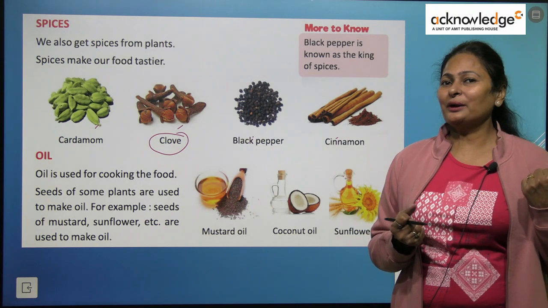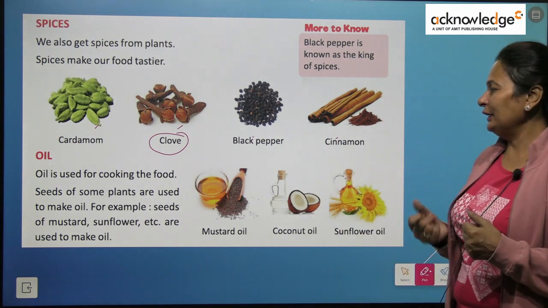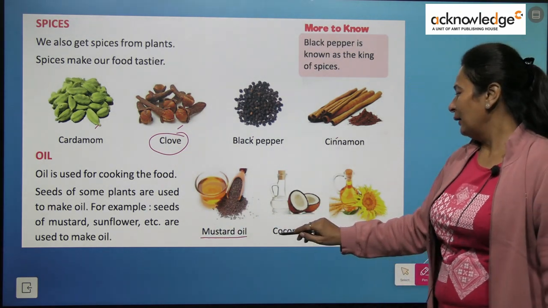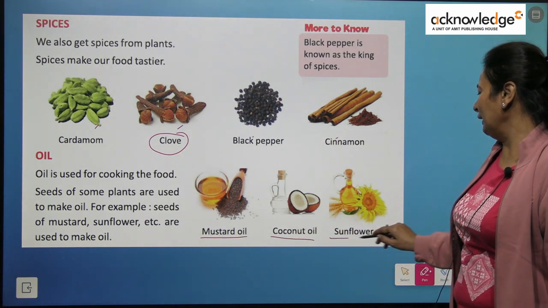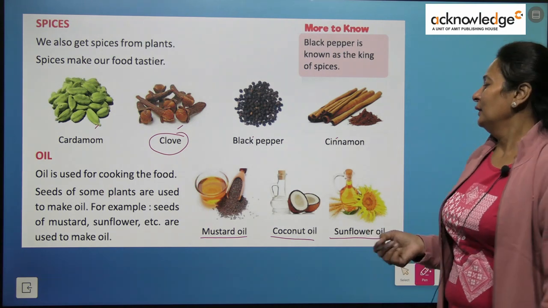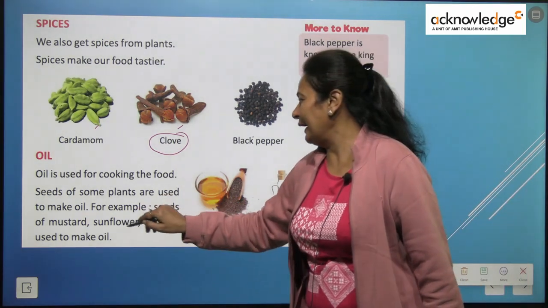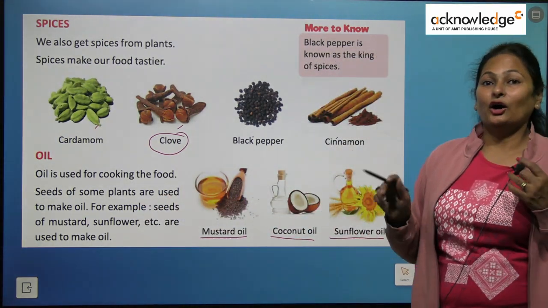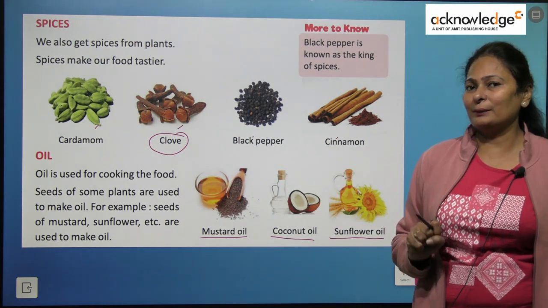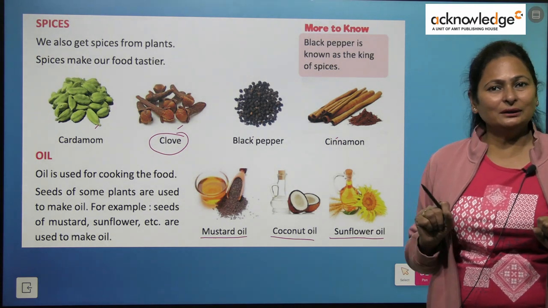Oil. We also get oils. We need oil too for cooking, right? We all need oil for cooking. Examples of oils are mustard oil, coconut oil, sunflower oil, even we have groundnut oil too. So how do we get it? We crush the seeds. Yes, we crush the seeds of mustard plant, and we take out the oil.